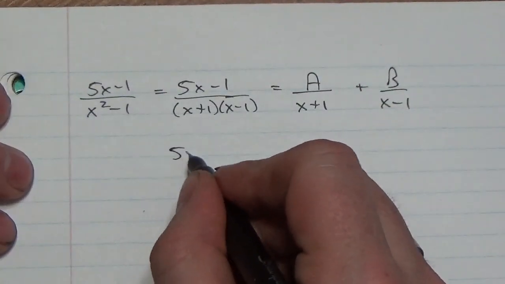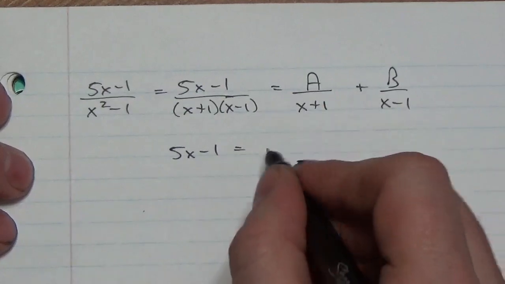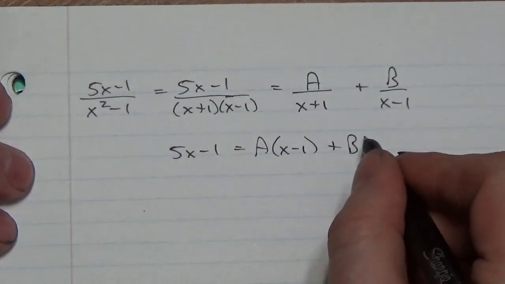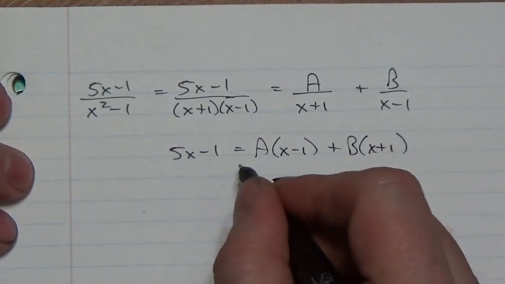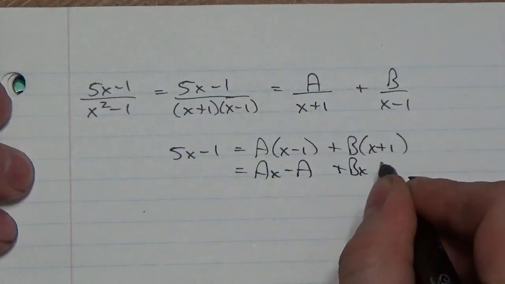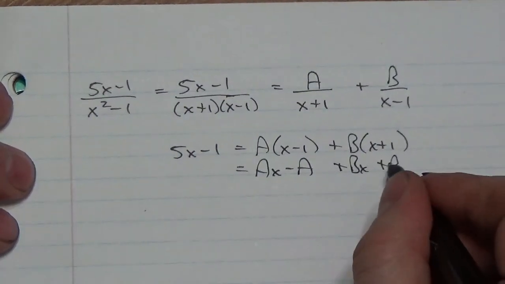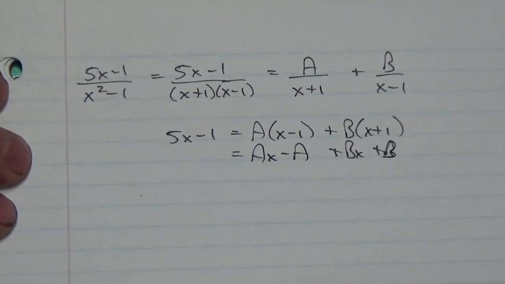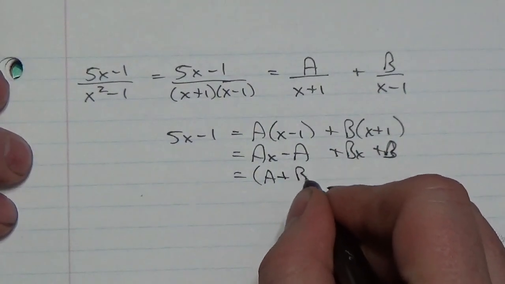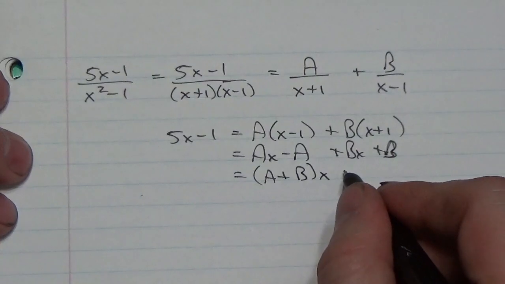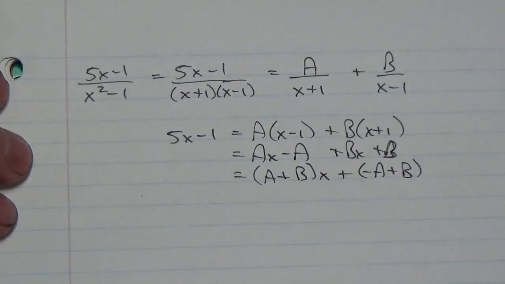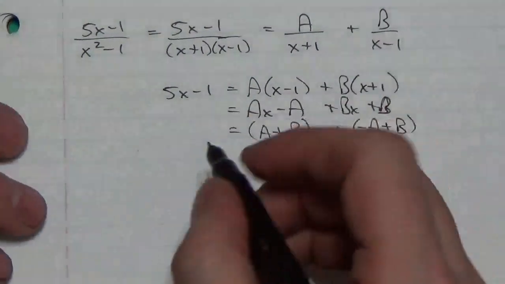So I know that 5x - 1, my numerator, is going to end up being A multiplied by (x - 1) plus B multiplied by (x + 1). Let's expand that out. Whoops, that's a terrible looking B. Anyway, when I group together my linear terms, I've got (A + B)x, and then I've got (-A + B) as my constant. So now I've got the pieces.